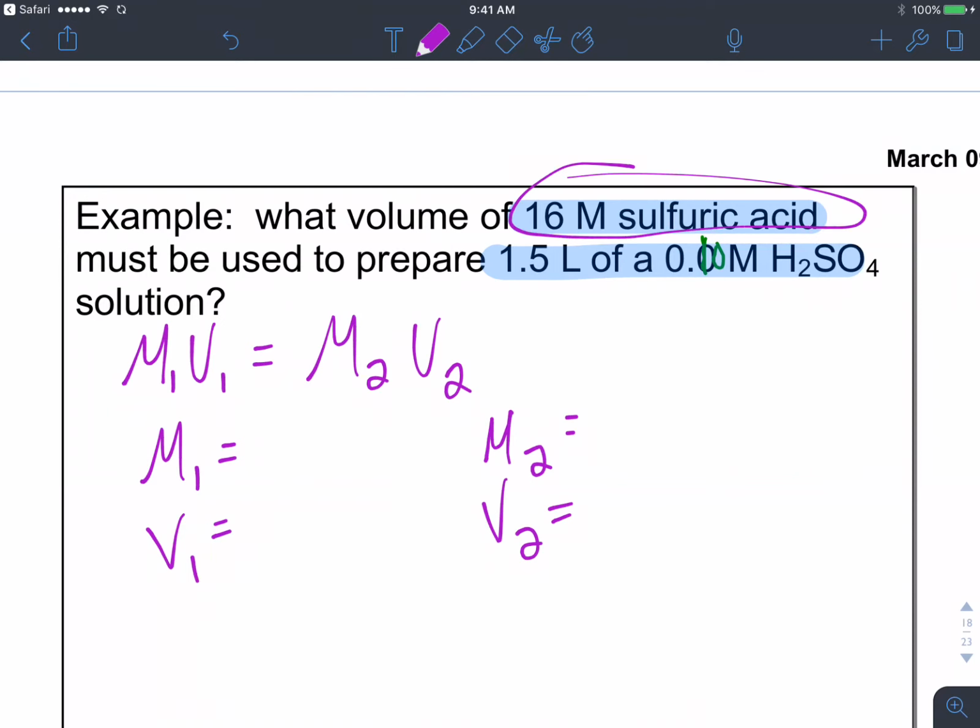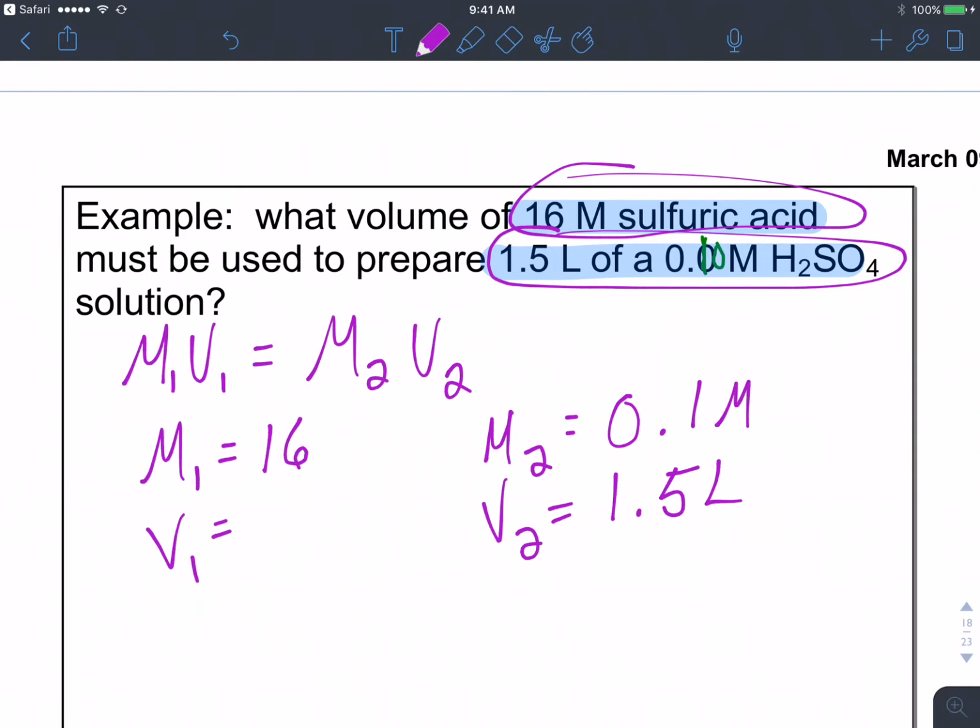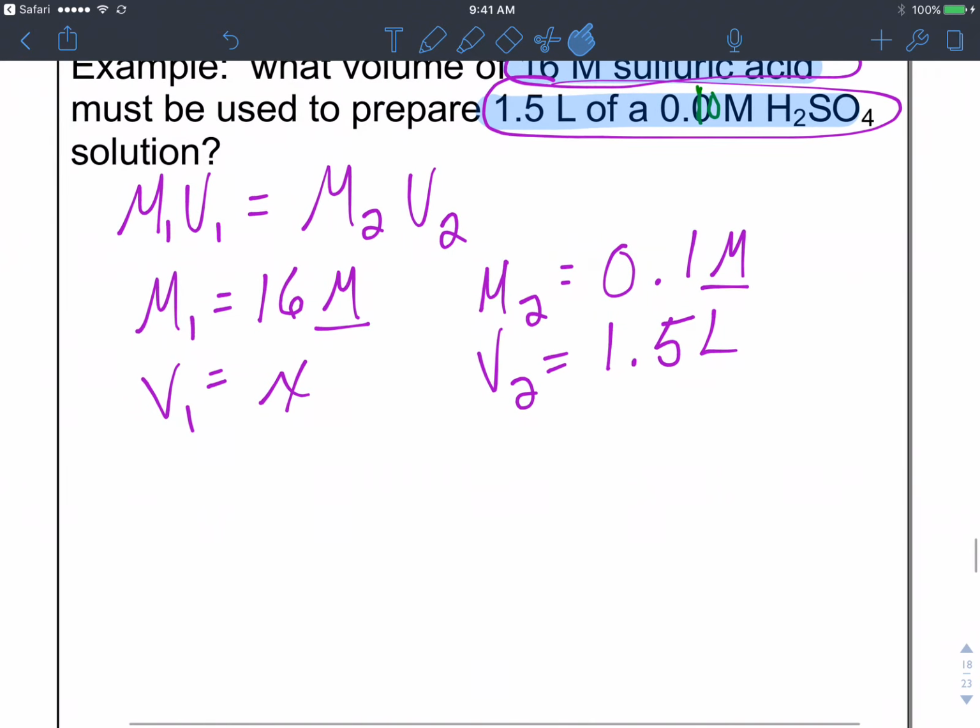As I'm reading this, I'm saying, okay, my first state in my hands will be 16 molar sulfuric acid. That's a molarity, so that goes in the first state. Then it says that I'm going to make 1.5 liters of a 0.1 molar solution. So in my ending state, I'm going to have 1.5 liters of a 0.1 molar solution. So what is my unknown? Must be V1. You can fill in the X, or you can just use it as V1.